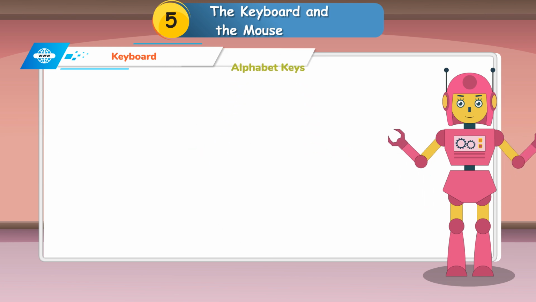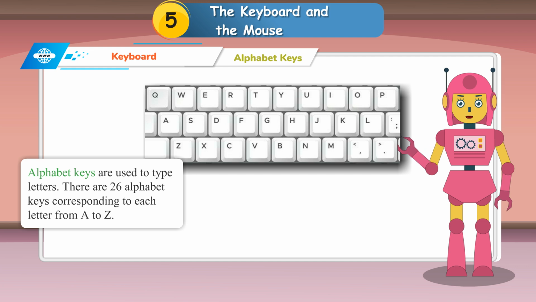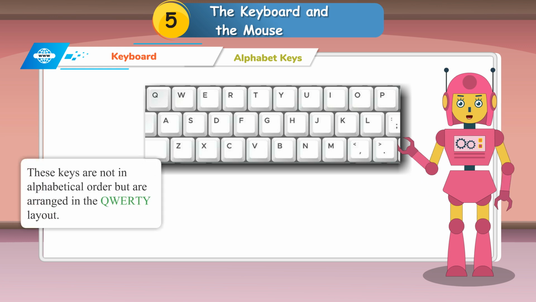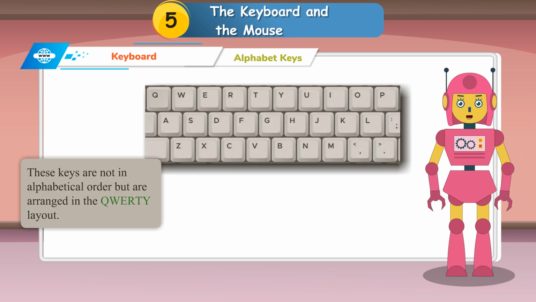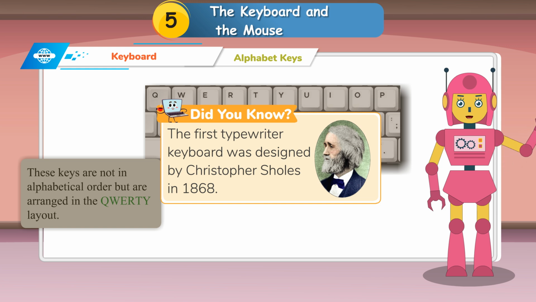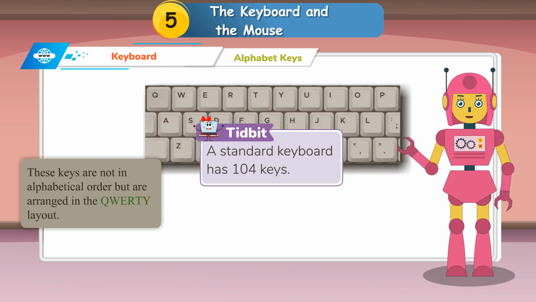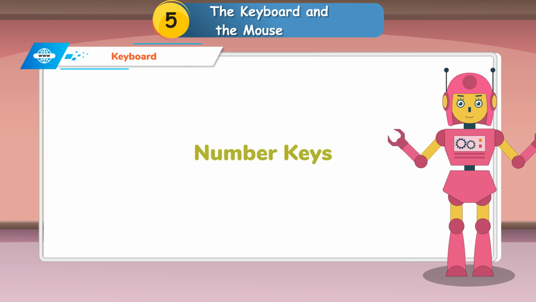Alphabet keys. Alphabet keys are used to type letters. There are 26 alphabet keys corresponding to each letter from A to Z. These keys are not in alphabetical order but are arranged in the QWERTY layout. Did you know? The first typewriter keyboard was designed by Christopher Scholz in 1868. Tidbit: a standard keyboard has 104 keys.